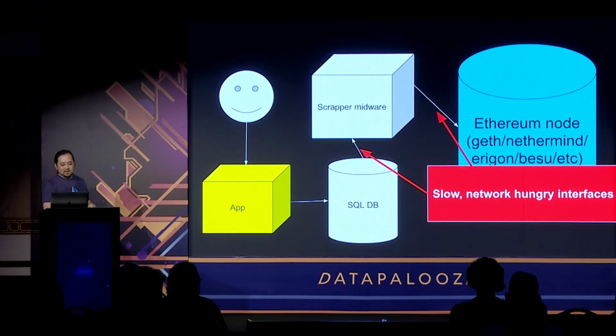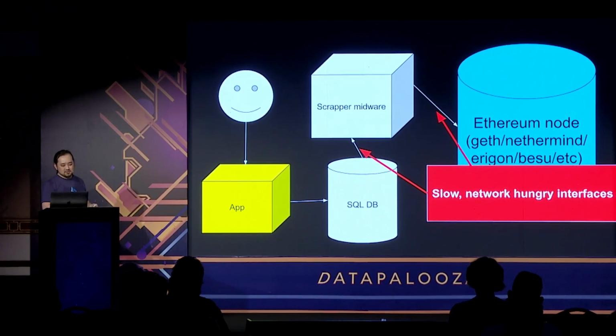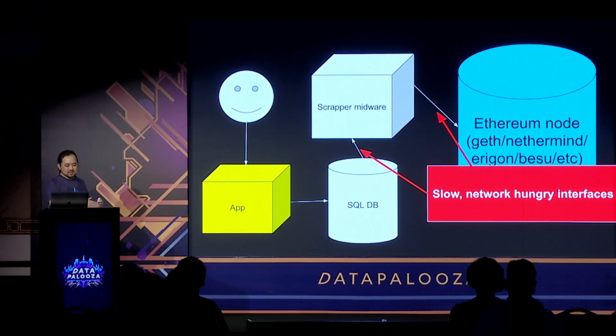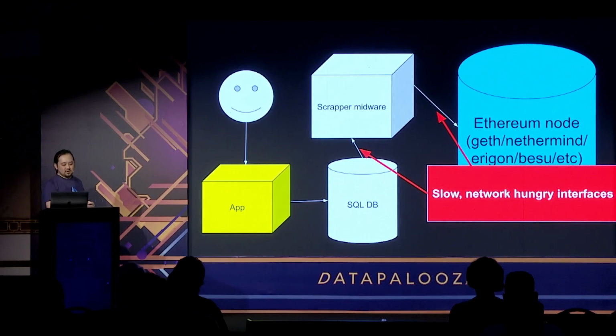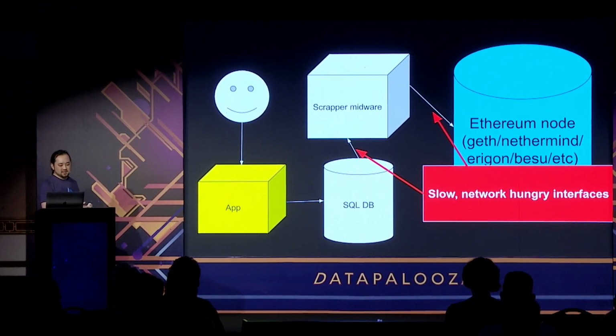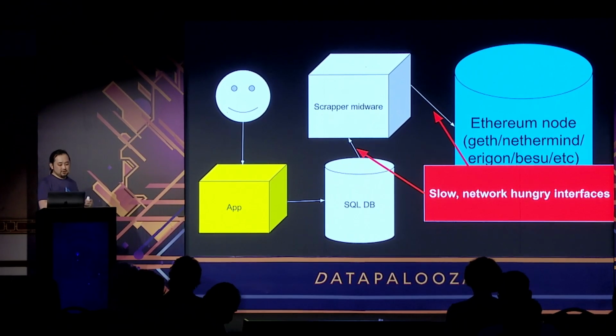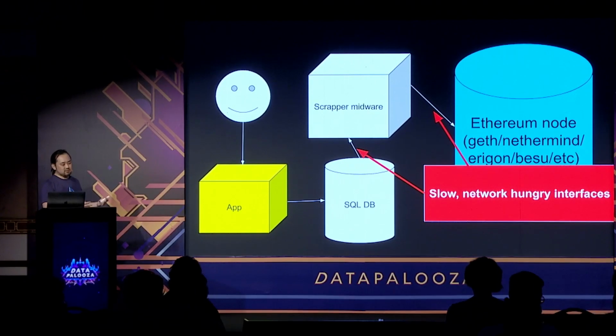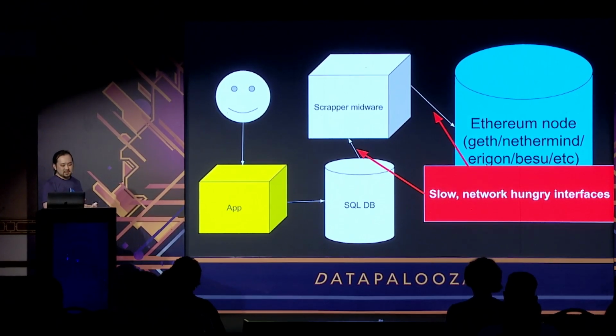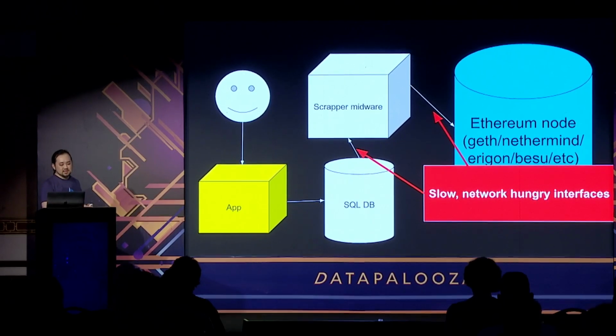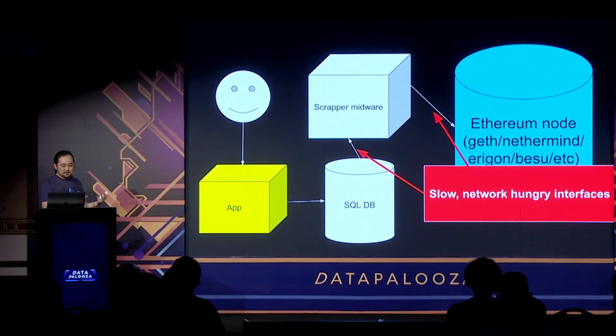So going back to our initial architecture, our motivation was to cut this middleman. But why? Because in this traditional architecture, you have this middleware scraping data from your archive node, but it's not very efficient. It's slow, it relies on slow, hungry network interfaces. You usually use debug and trace APIs, which are heavy operations, and you have this binary data being serialized and deserialized from both sides. Everything adds some costs and makes the whole process very slow.